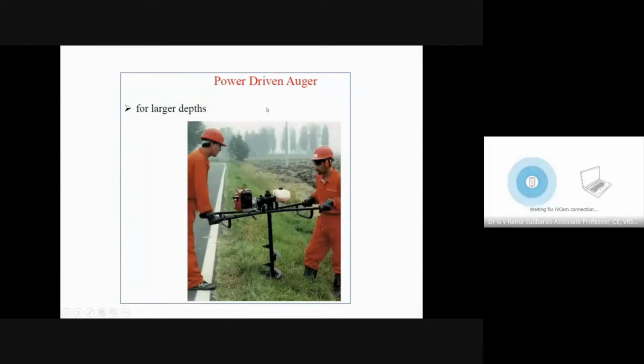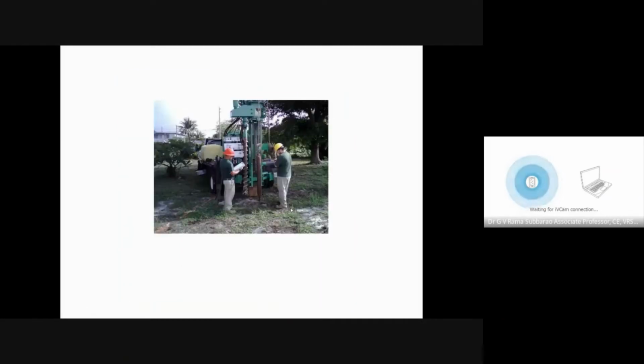Now you can see here, it is a power driven auger. There is no need of much human interaction. You can see here, it is a truck mounted auger. Actually, we are using these trucks.